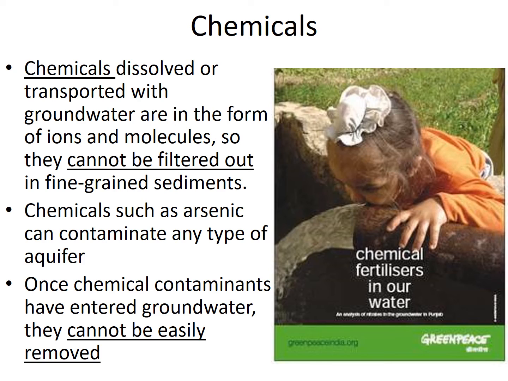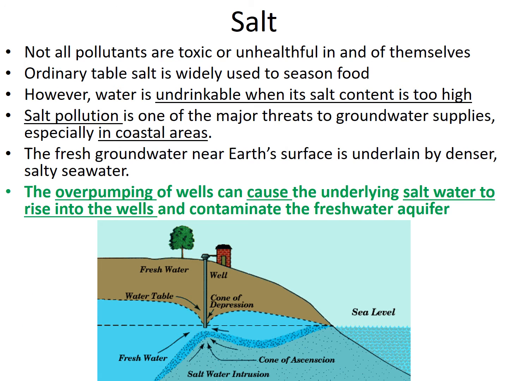Chemicals that are dissolved or transported with groundwater in the form of either ions and molecules cannot be filtered out in fine-grained sediment. So when we get fertilizers in our water, just filtering them won't get them out. Chemicals such as arsenic can contaminate aquifers, and they can't be easily removed.